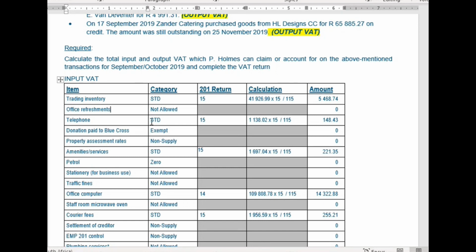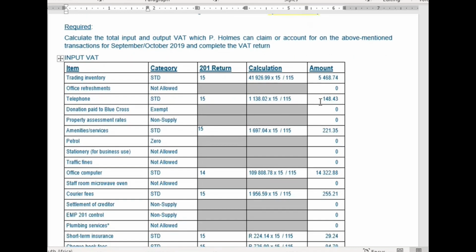Telephone is a standard expense, but it is not something of a capital nature. So it's a standard. Trading inventory is standard things that we buy, and telephone is a standard service that we pay for. So we follow the same calculation all along. Multiply by 15 divided by 115.